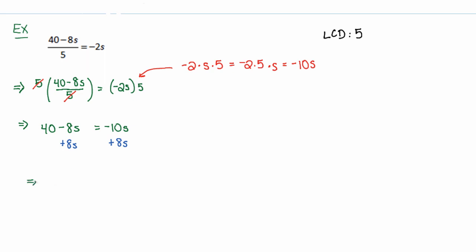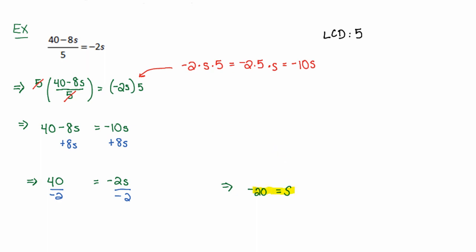And when I do that, I get 40 is equal to a negative 2s. Right? Negative 8s plus 8s, those two cancel. And then finally, I'll divide both sides by negative 2. Again, using one of the properties of equality, this time a division property of equality. And this will imply that s is equal to a negative 20. That is our final answer. Just highlight that and we're done.